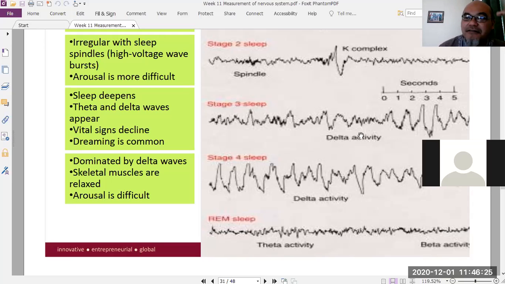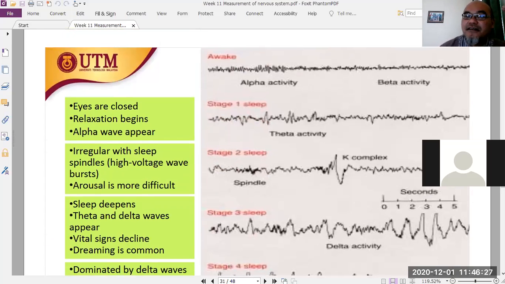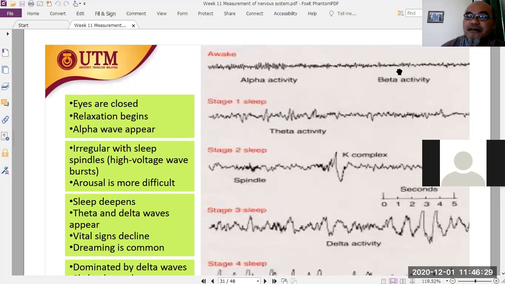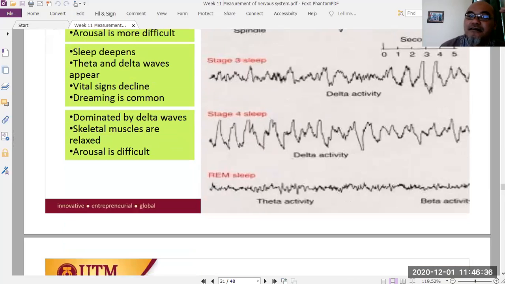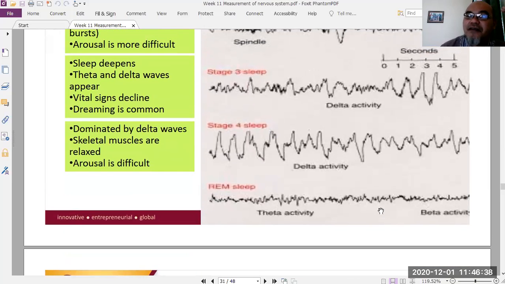You have a beta activity similar to wakefulness. When you are awake, you have beta wave. So in REM, your brain also generates beta wave, as if you are awake. So you are doing activity within your dream.